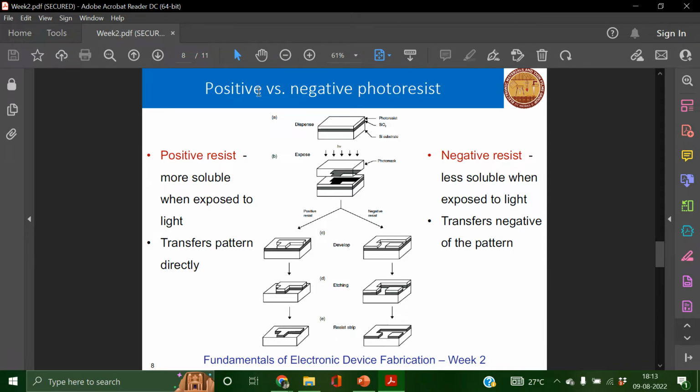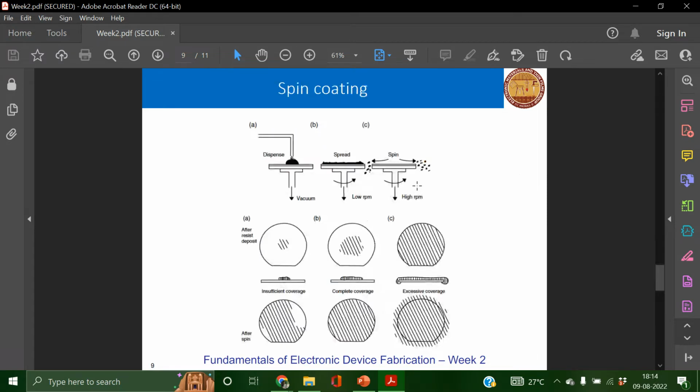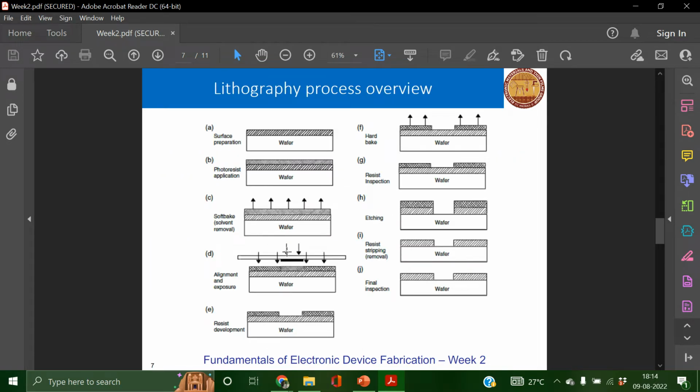In case of positive photoresist, if it is used, what will happen? That particular region will be more soluble when it is exposed to light, and it can transfer the pattern directly. In case of negative photoresist, what happens? That particular region will be less soluble when it is exposed to light, and it transfers the negative of the pattern. So then we had spin coating. So in order to make this particular mask, see here we use a mask, right, for giving the pattern.